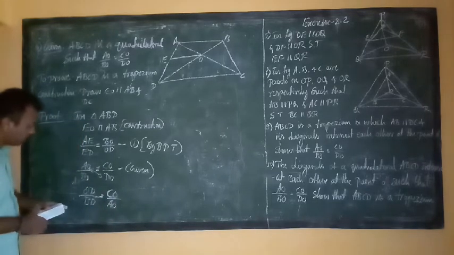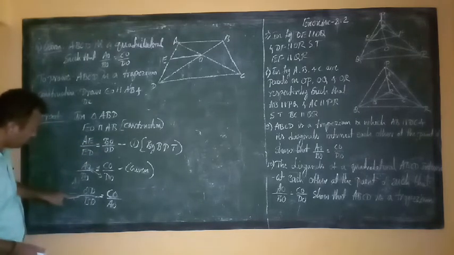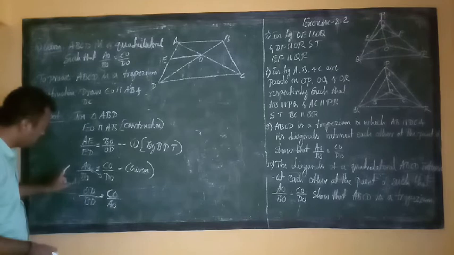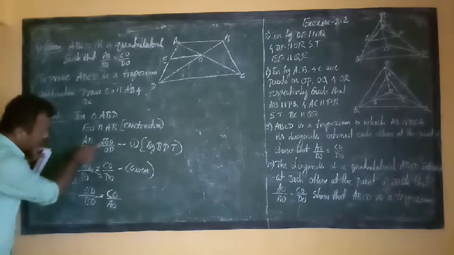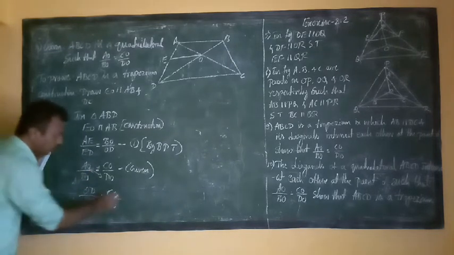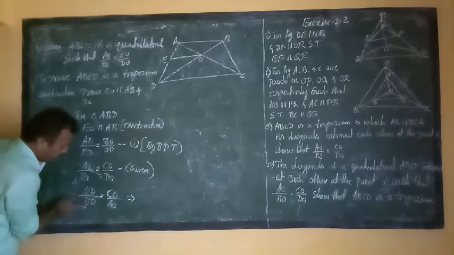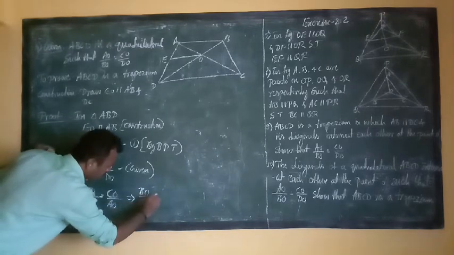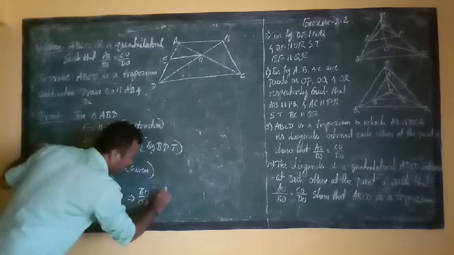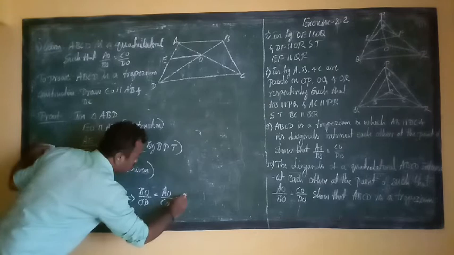Now, dear students, see, OD by BO. Here BO by OD is there, you have to replace it. So the numerator becomes the denominator, and the denominator becomes the numerator. It becomes BO by OD is equal to AO by CO. Call it number 2.